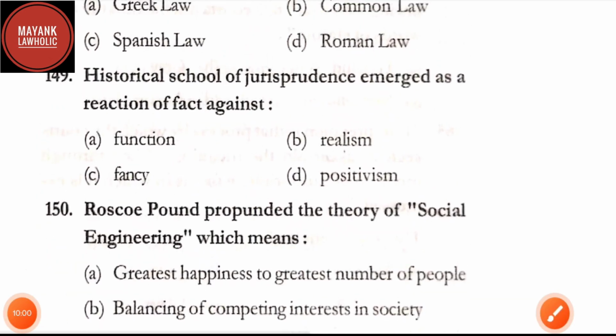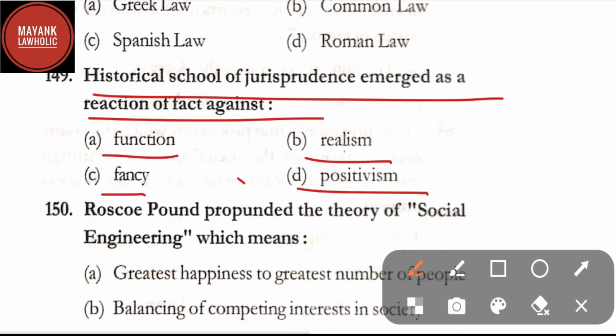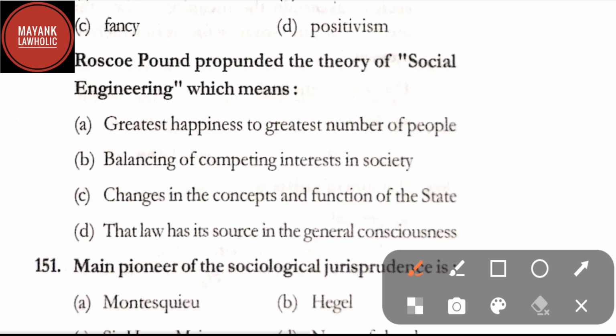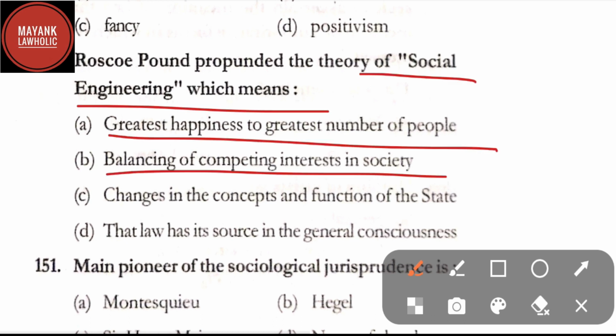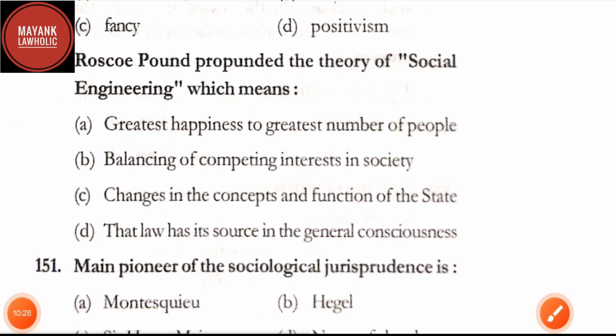Question number 149. Historical school of jurisprudence emerged as a reaction against fact, function, realism, fancy, positivism. The correct answer here is option D, that is positivism. Question number 150. Roscoe Pound propounded the theory of social engineering, which means greatest happiness to greatest number of people, balancing of competing interests in society, changes in the concepts and functions of the state, or option D, that law has its source in the general consciousness. Here in question number 150, the correct answer is option B, that is balancing of competing interests in the society.